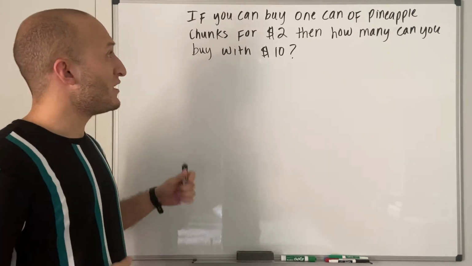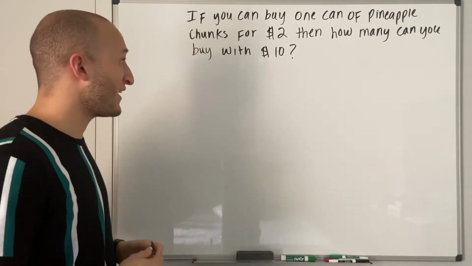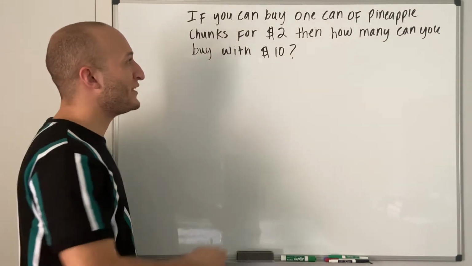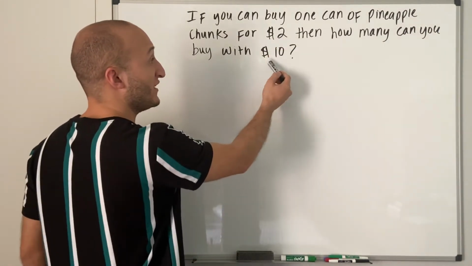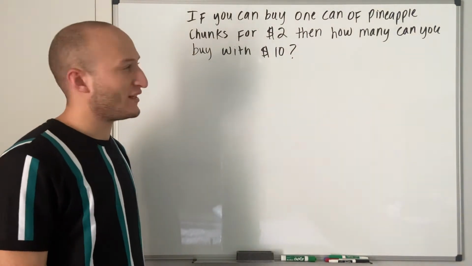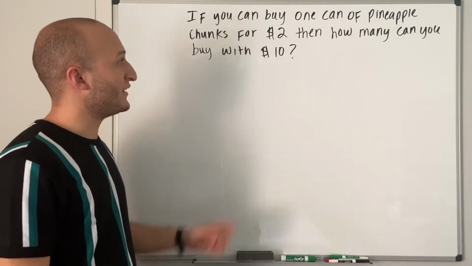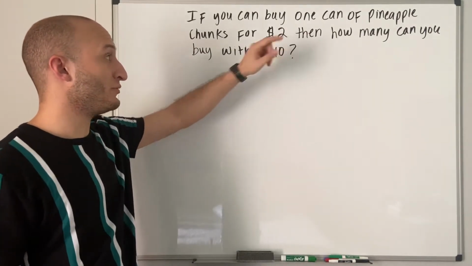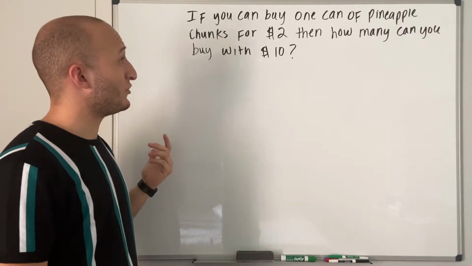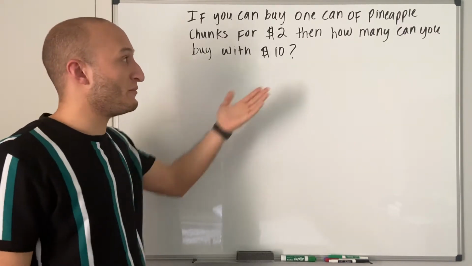So 1 can equals $2. I want to know how many $2 are in a 10, right? That would be 5. If I divide 10 by 2, I get 5. So those are 5 cans. That would be my answer, 5 cans.